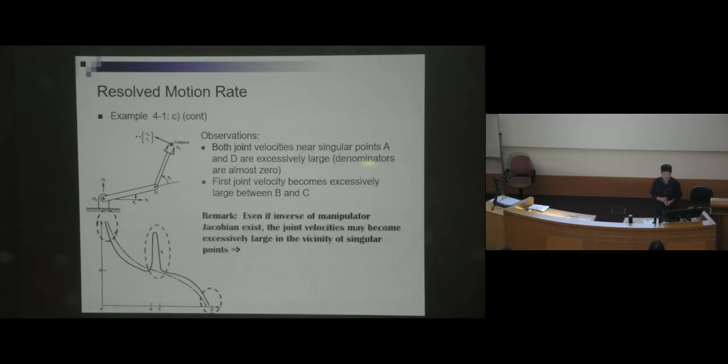So it actually tells you that even if the inverse of a manipulator Jacobian exists, the joint velocity may become excessively large in the vicinity of a singular point. So at the singular point itself, you can have very large speed. Therefore, it's important to address singularity and determine how to avoid it.